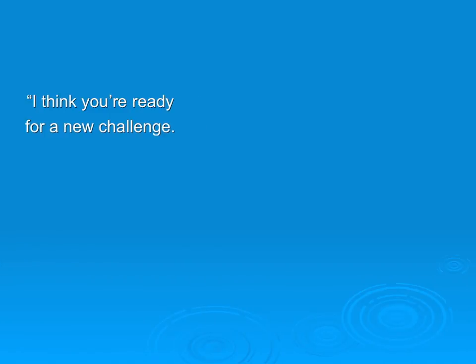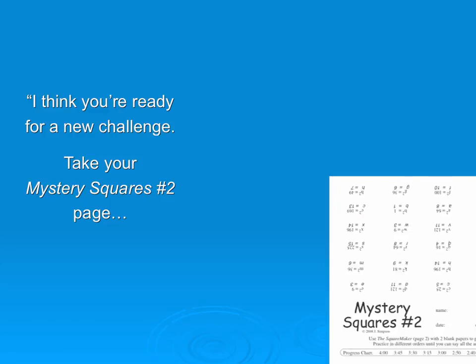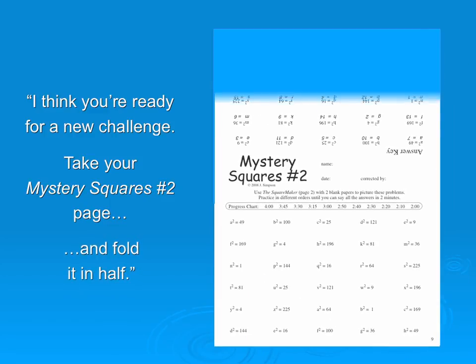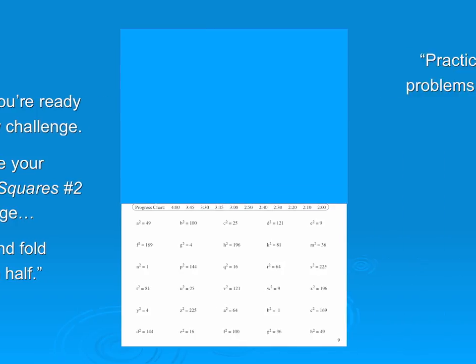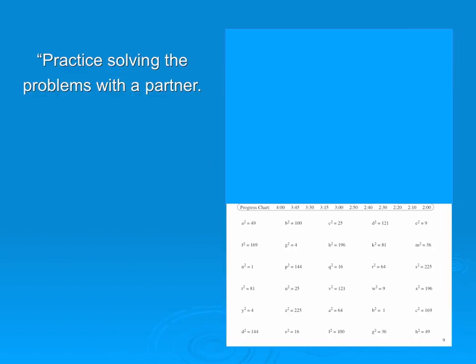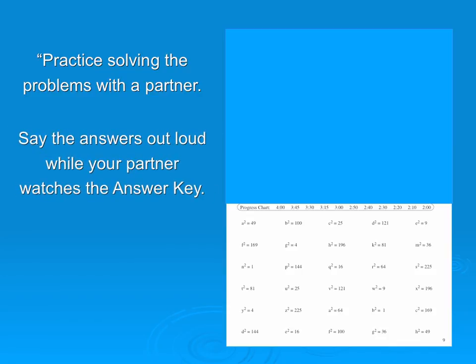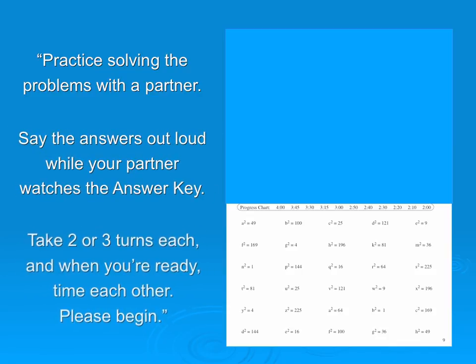I think you're ready for a new challenge. Take your Mystery Squares number 2 page and fold it in half. Practice solving the problems with a partner. Say the answers out loud while your partner watches the answer key. And take 2 or 3 turns each, and when you're ready, time each other. Okay, please begin.